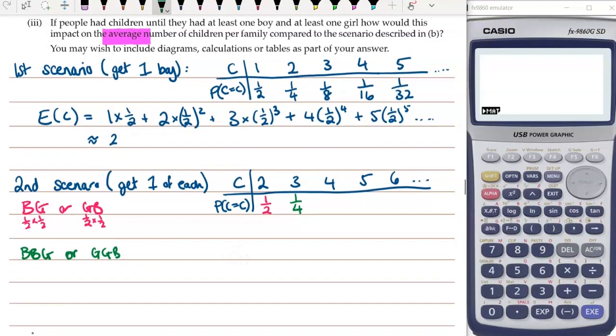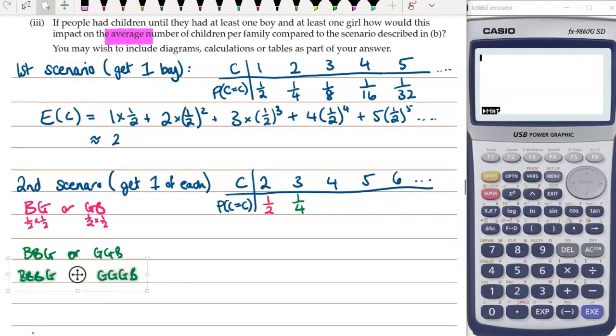Now you might be able to see where this is going now. If we do 4 children, it's boy, boy, boy, girl, or girl, girl, girl, boy. Let me just pop this in another colour to match it all up. Okay, so that would be a half times a half times a half times a half, and then twice for the two different ways that we could do that. So a half to the power of 4 is 1/16, and then double it is 1/8. And then we would have a 16th and 1/32. And you can see that these probabilities are actually the same.